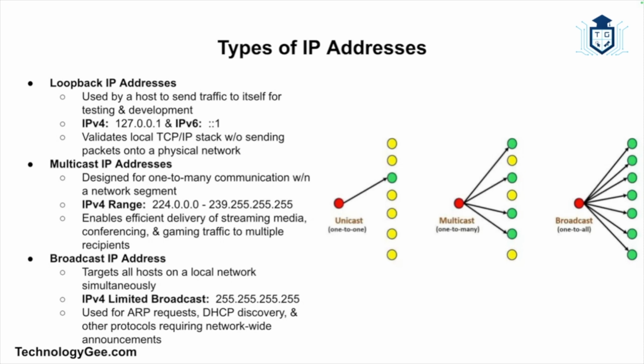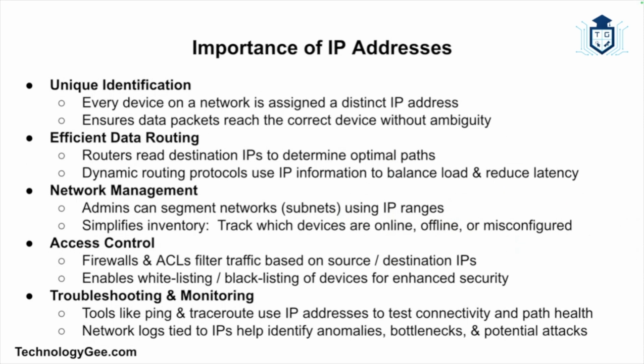And IP version 4 multicast addresses begin with 224.0.0.0 all the way to 239.255.255.255. And then we have what is called a broadcast IP address. And these are used to send data to all devices within a network segment. And the IP version 4 broadcast address is 255.255.255.255. All right, so let's move on and talk about the importance of IP addresses.